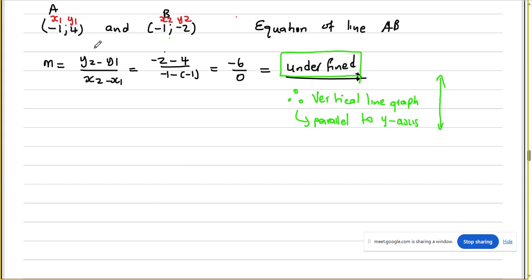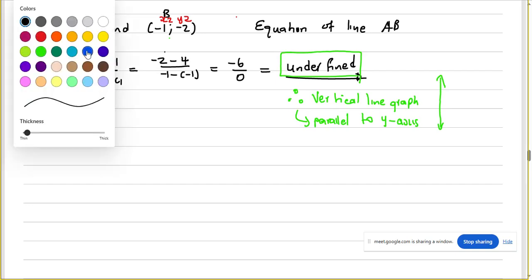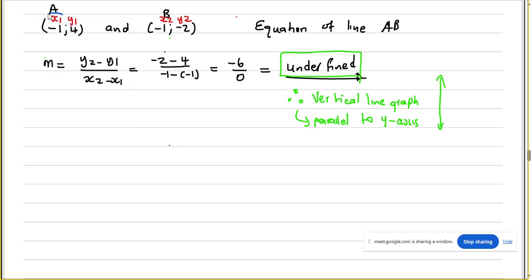Do you understand? So when you plot that graph, we're going to say it's a vertical line. You're going to look at the x values of that line AB. When you look at the x values, x1 is -1, x2 is -1. So therefore, the graph will have x equal to -1, which is your vertical line. Then you can definitely plot your graph. It won't have a slope. It doesn't have a gradient.